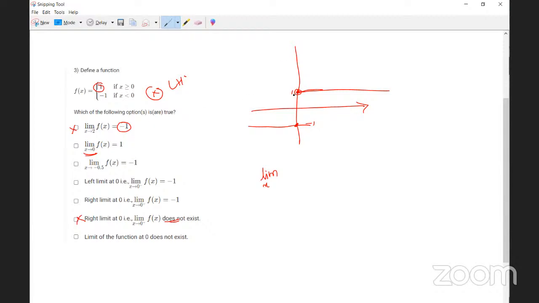You can see here it is giving 1 and minus 1, right? So if I tend from the left-hand side, what will I get? Negative, minus 1. If I go from the right side, limit x tends to 0 plus, I will get plus 1. So the limit does not exist, right? Okay. Let me check the option.